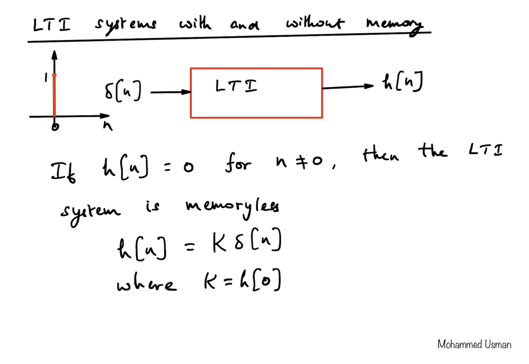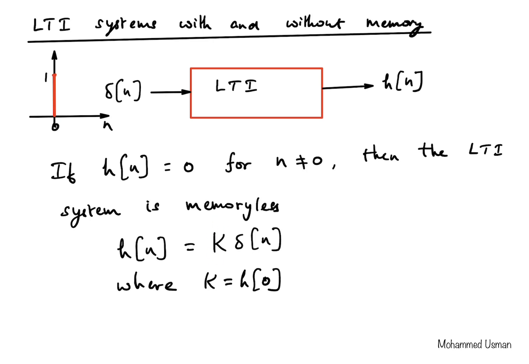So k is equal to h of 0. Whatever the value of h of n is when n is equal to 0, that will be the scaling factor k that gets multiplied with delta of n. So the LTI system is a memoryless system if we see that the impulse response is also an impulse, but scaled by a certain factor.